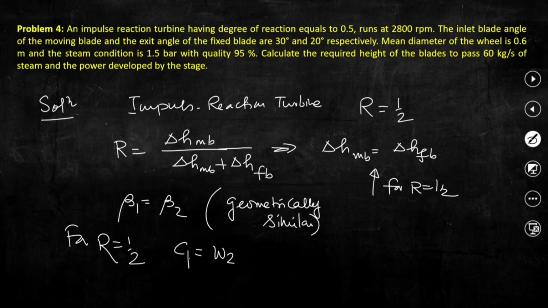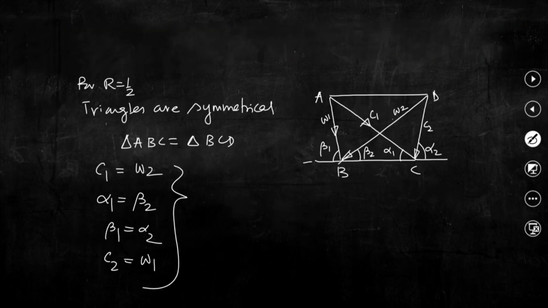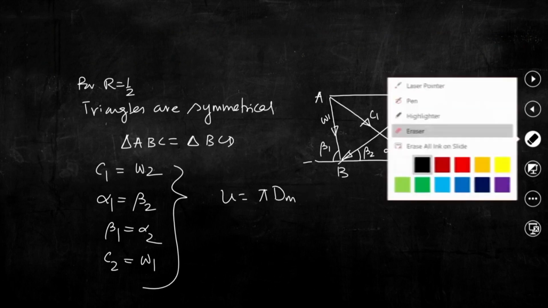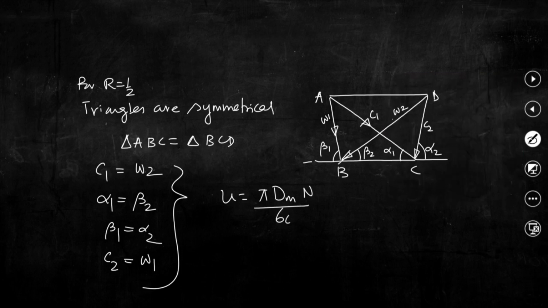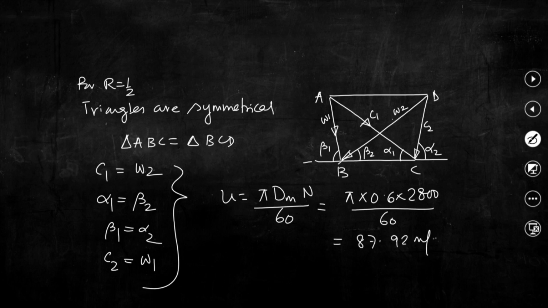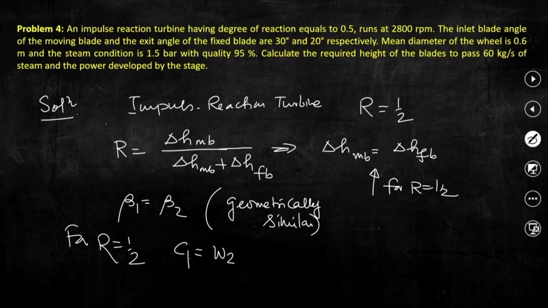It is given that we can easily calculate U. So, U equal to pi D m n by 60, and it is given 0.6 meter into 2800 divided by 60, and that is equal to 87.92 meter per second. So, that is the mean velocity. So, this is U, the blade mean velocity.